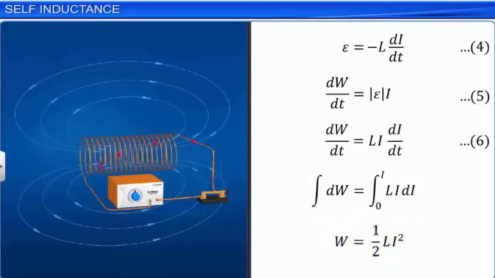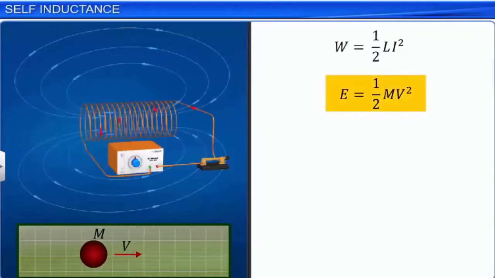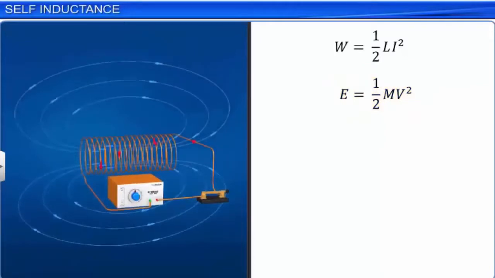This expression is similar to the expression for kinetic energy of a particle of mass m moving with velocity v, which is given by E equals half m v squared. This clearly shows that self-inductance L in electromagnetic induction is analogous to mass m in mechanics. Thus, self-inductance is the measure of electrical inertia. It opposes the growth and decay of the current in a circuit.